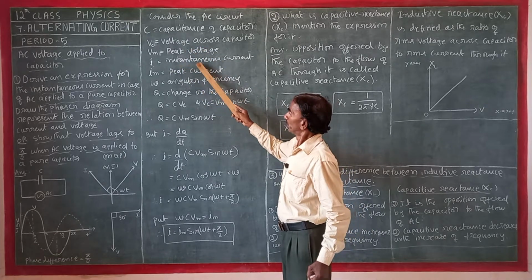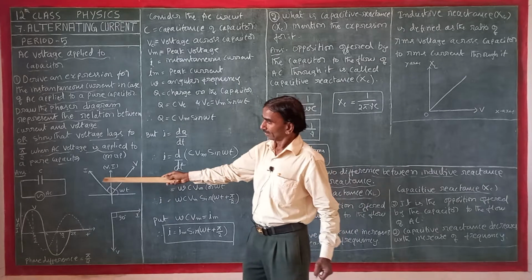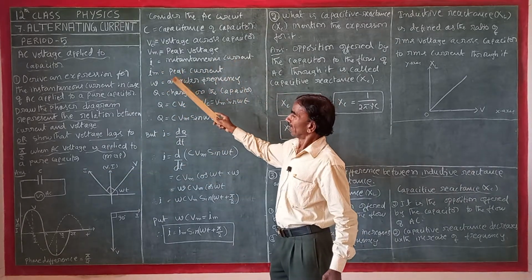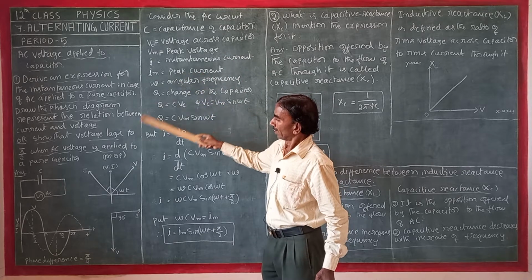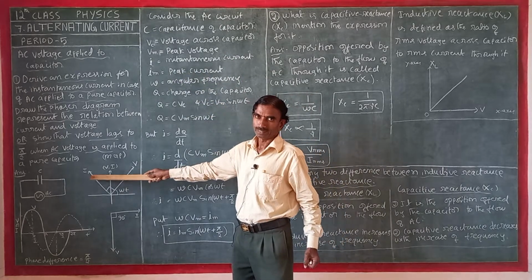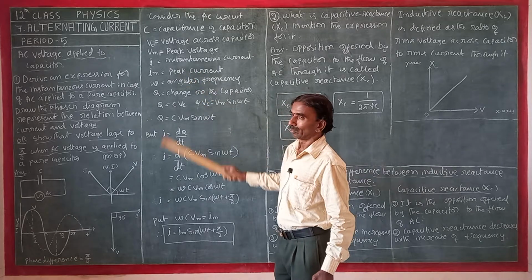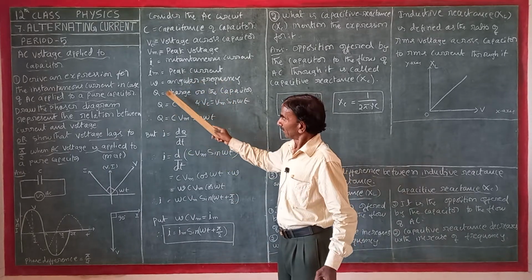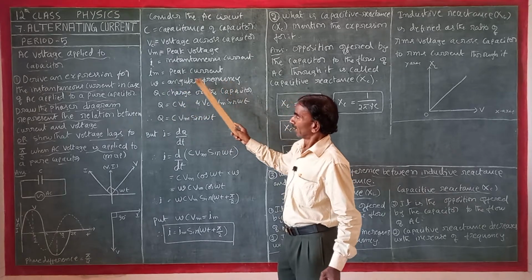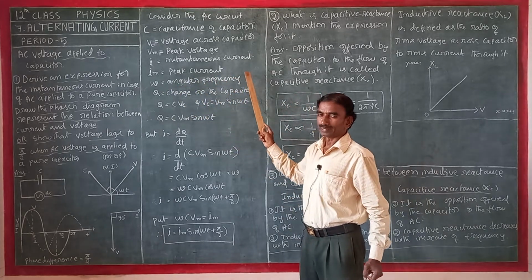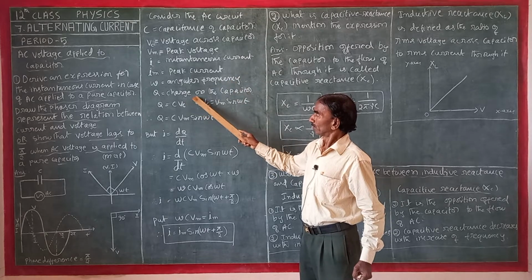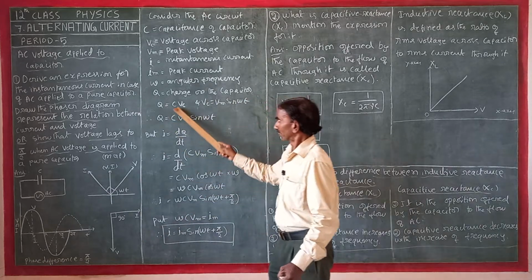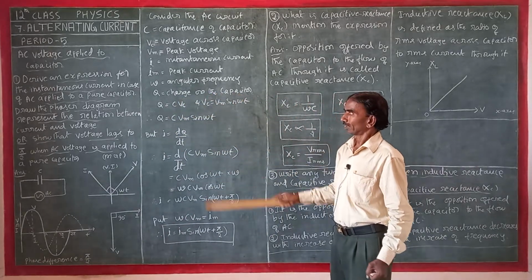I is equal to instantaneous current. Im is equal to peak current, that means Im is equal to maximum current. Omega is equal to angular frequency of AC. Q is equal to charge on the capacitor.